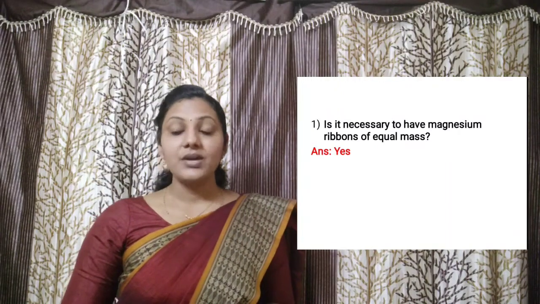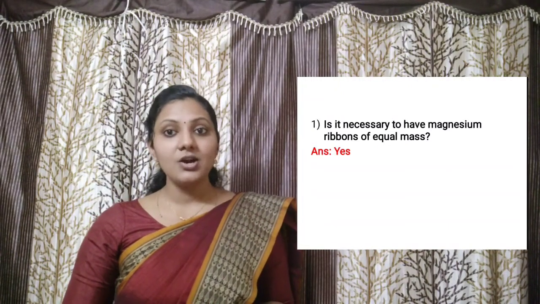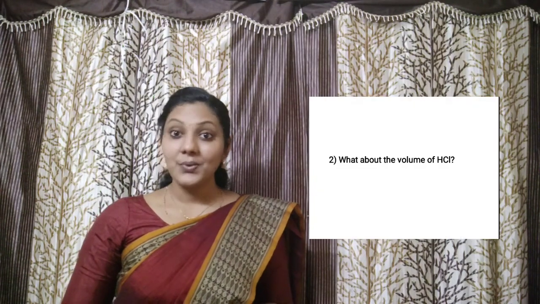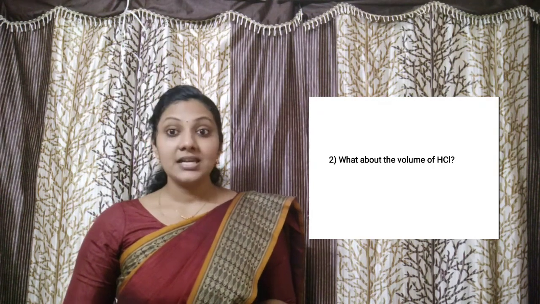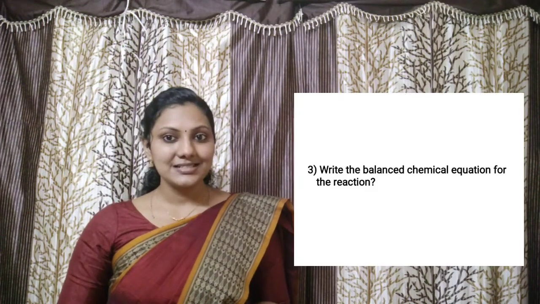Yes, isn't it? We have to use magnesium ribbon of equal mass. Otherwise, it may affect the accuracy of our result. Isn't it? Okay. So, what is the second question? What about the volume of HCl? So, what is your answer? Yes, we have to use equal volume of HCl. Isn't it? Very good. So, now what is the third question?